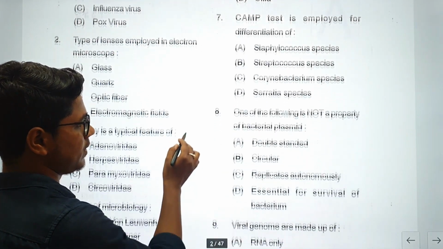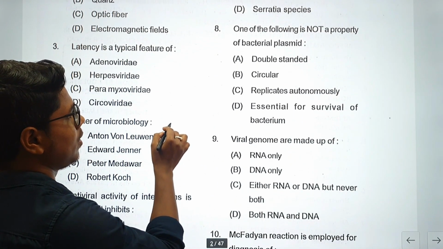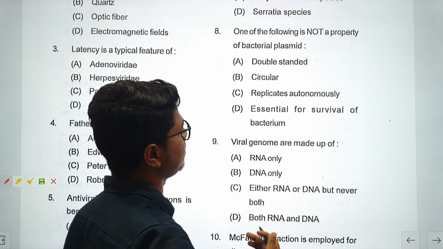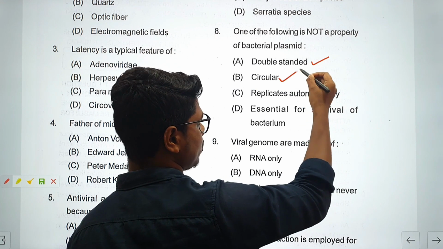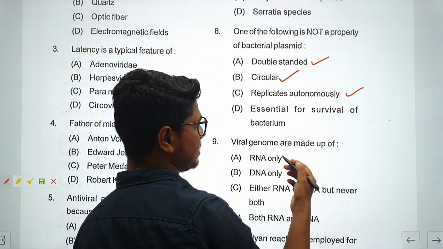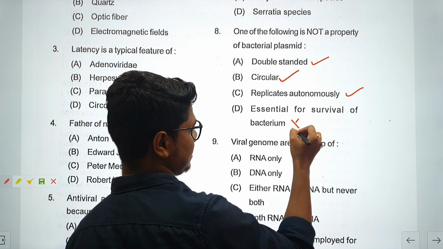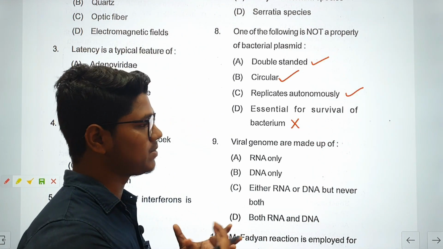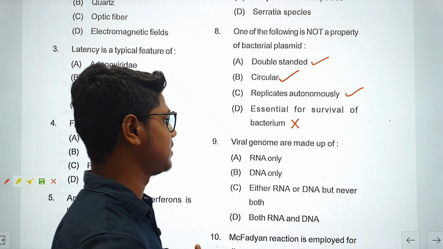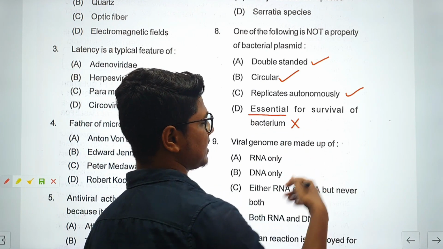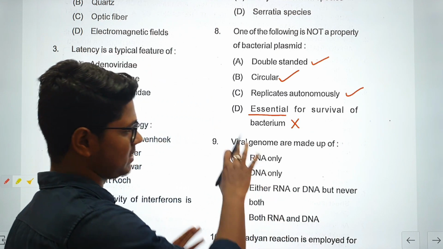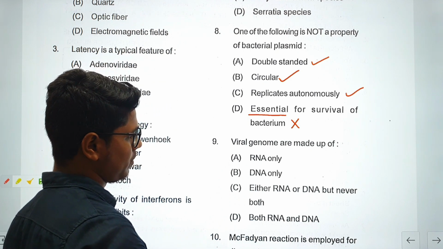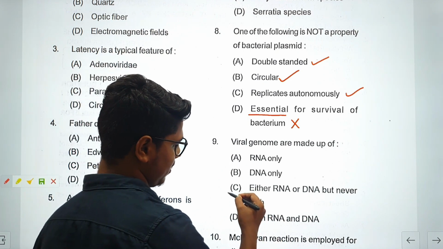Next, one of the following is not a property of bacterial plasmid. Plasmid is nothing but extra chromosomal material. Yes, they are double stranded, they are circular, they replicate autonomously. Essential for survival of bacterium? No, they are not essential for survival of bacterium, but they possess some additional genes which are responsible for antibiotic resistance. They are not essential because they are extra chromosomal. This is a little bit controversial question, but the answer will be D. Viral genome is made up of RNA or DNA, but never both.